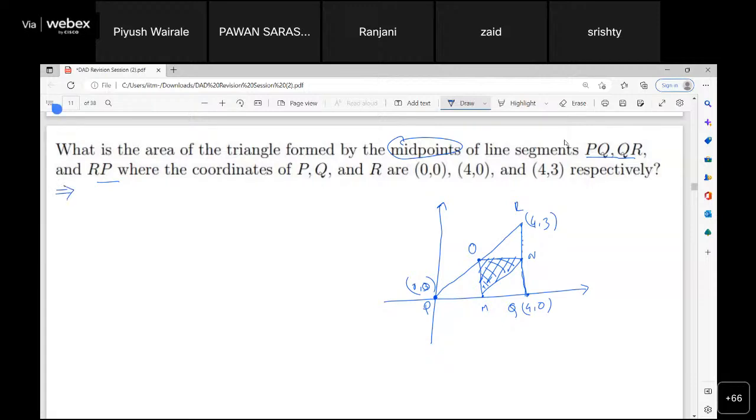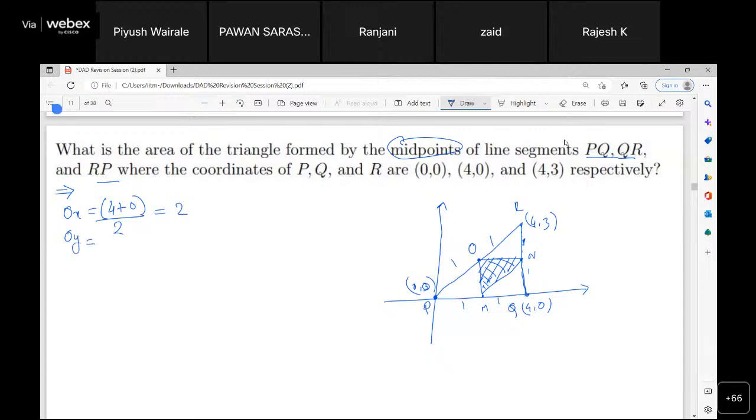M coordinate is 2, 0. Yeah, so first we need to find out the coordinates of O, M, N, right? Yes, a midpoint. So midpoint means we are dividing this segment in the ratio 1:1, right? So what will be the x coordinate of O? 4 plus 0 divided by 1 plus 1, that is 2.